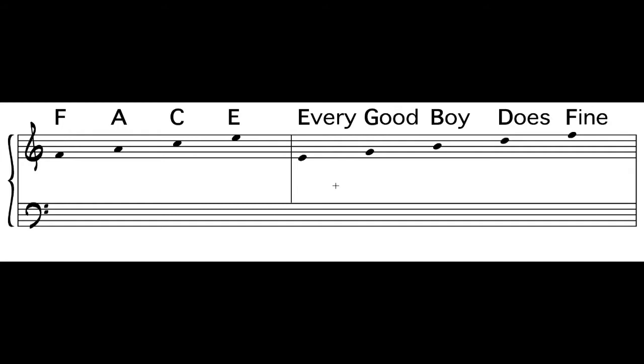Looking at this, a simple mnemonic to remember this by is every good boy does fine. Every good boy does fine. E, G, B, D, F. That essentially covers all the placements of the notes on the musical staff. Like I said, there are only 7 notes that you need to remember.